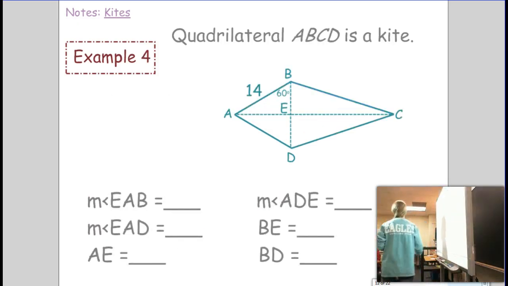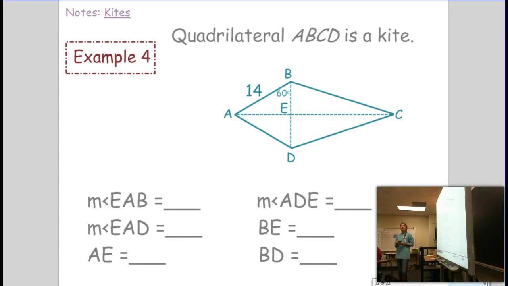Okay. Last example, and then we can practice. Quadrilateral ABCD is a kite. We're going to bold the line of symmetry. And these numbers are going to be easier to work with because they're 30, 60, 90, right? You see that? That'll be easier to work with than 49, 41, 54, whatever we had going on in the other picture.